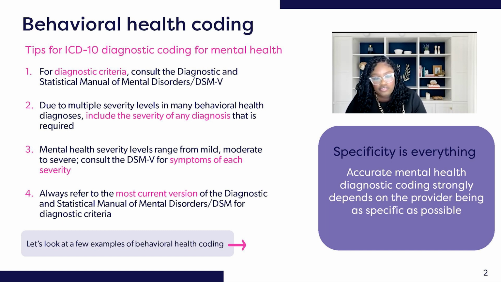Again, we're currently on version 5. I believe it took them like 20 years to update from version 4. So it's not something that's updated very often, but they do make changes to it sometimes on an annual basis. So you just want to make sure you're using the most current version of that diagnostic material, the DSM-5. And remember, specificity is everything. Accurate mental health diagnostic coding strongly depends on our providers being as specific as possible. We'll go into a few examples next.